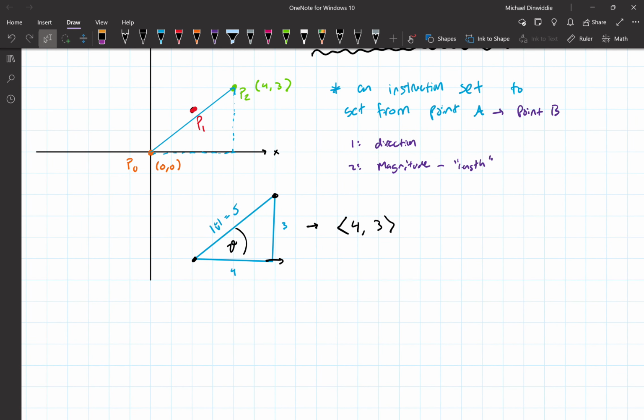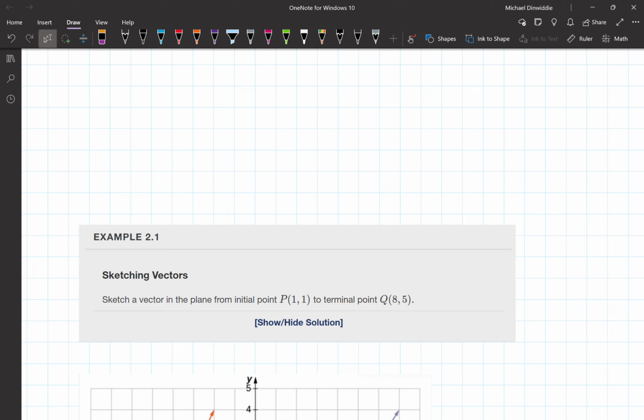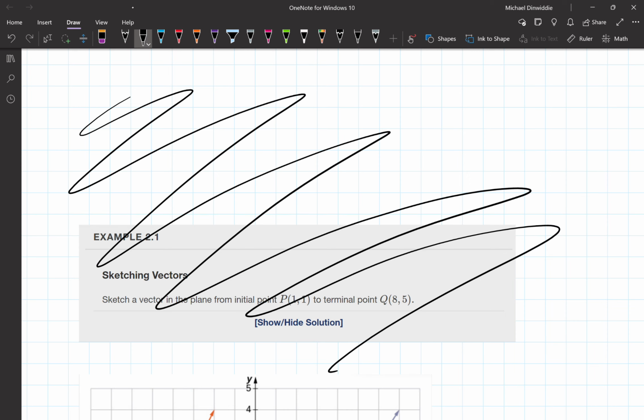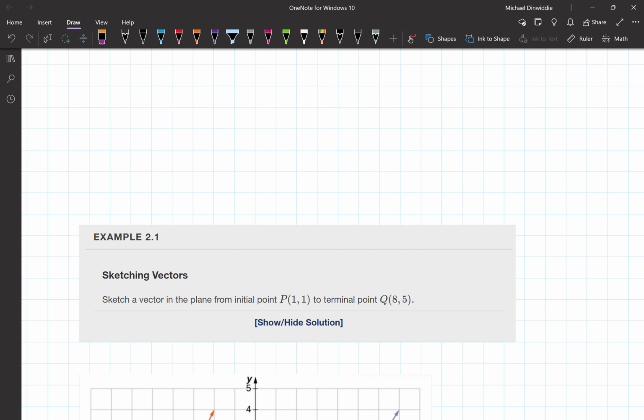And so let's start with this first example here, and it's sketching vectors. So it says sketch a vector in the plane, and when they say in the plane, they just mean this screen. This screen is your plane, whatever you're watching it on right now. That is a plane, like a sheet of paper, and we're sketching something on it. So don't get hung up on the nomenclature. Sometimes these books like to make themselves extra complicated, and I've yet to figure out why. But we're going to go ahead and create a little plane here like this.